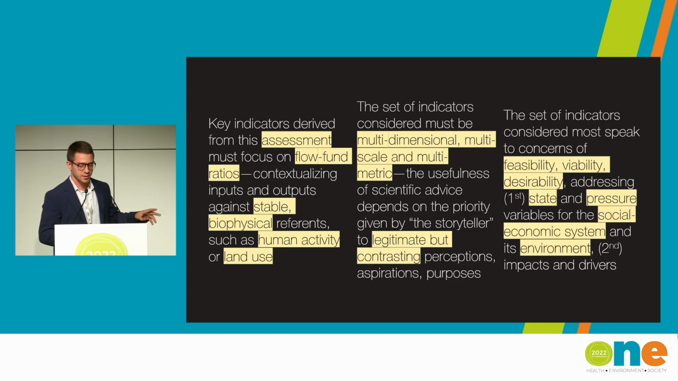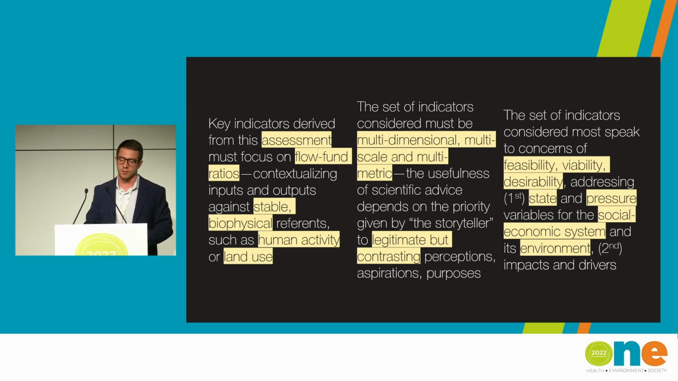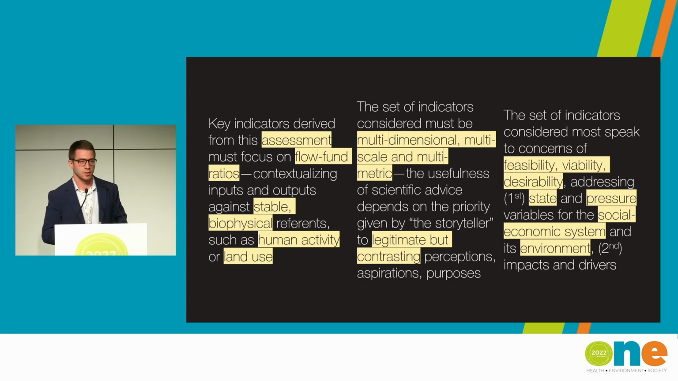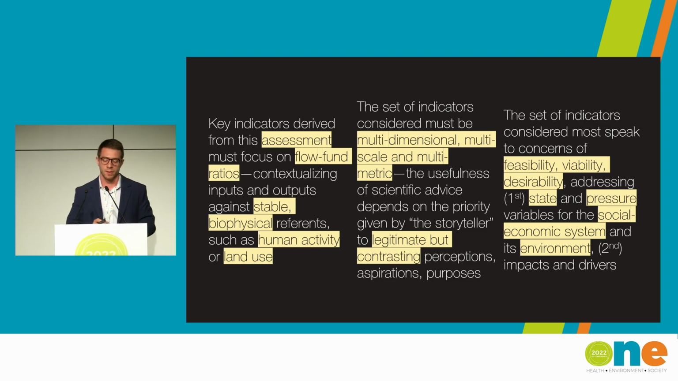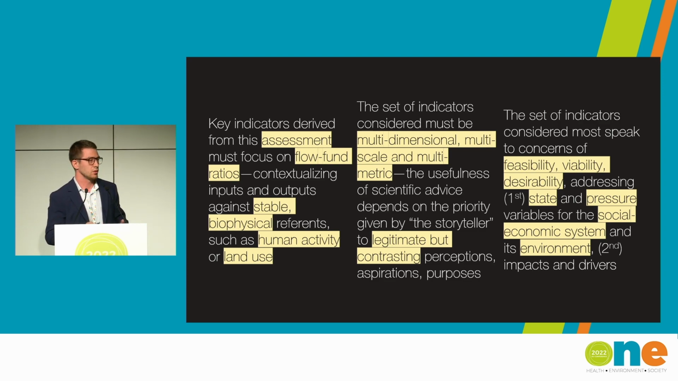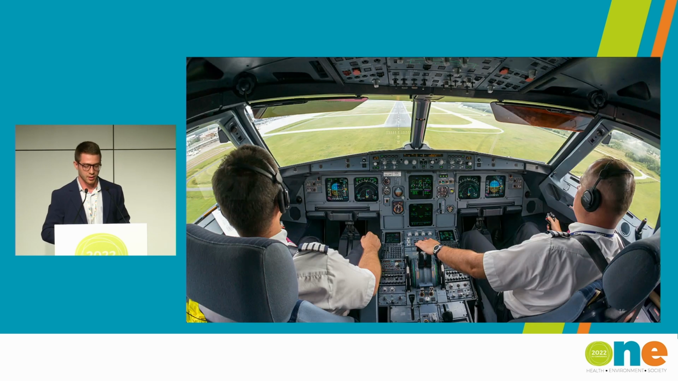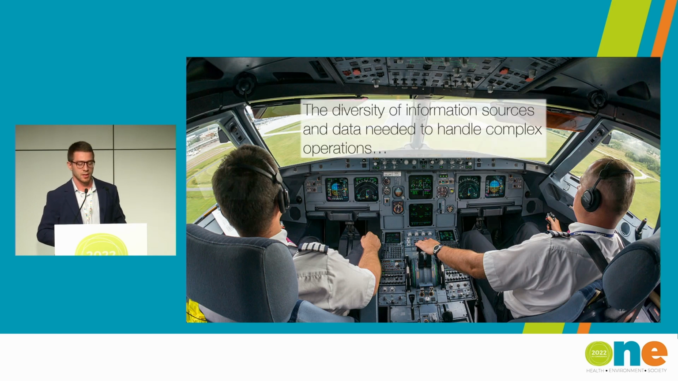Lastly, last set of conclusions. The set of indicators considered must speak to concerns of environmental feasibility, economic viability, and social desirability, addressing first state and pressure variables, both for the socioeconomic system and its environment, as well as the interaction between the two. And second, it must consider impacts and drivers, later responses. I'm sorry, it's complicated. On the other hand, that's how diversity of information is needed to handle a complex operation.